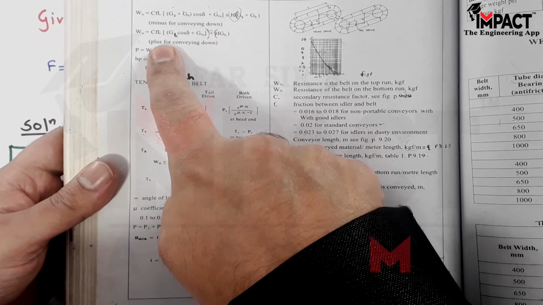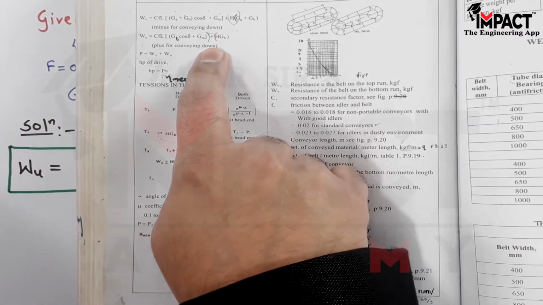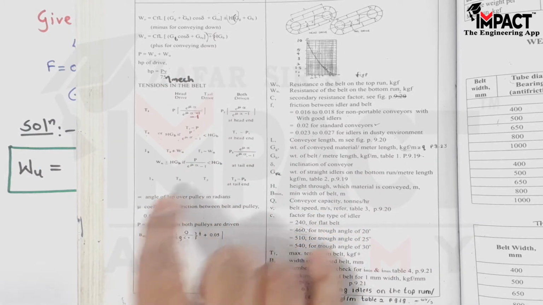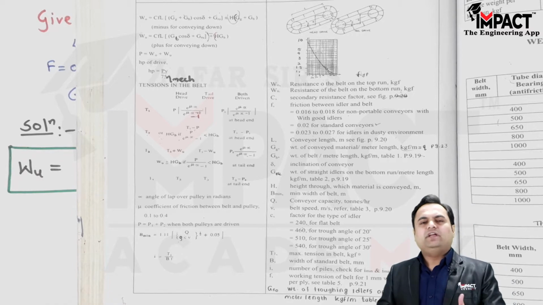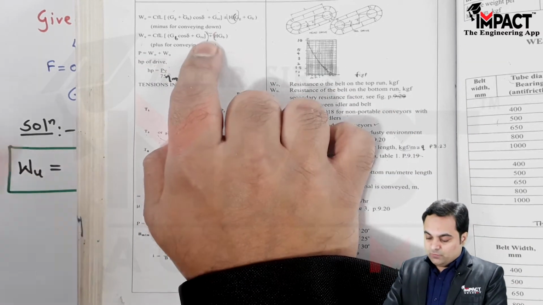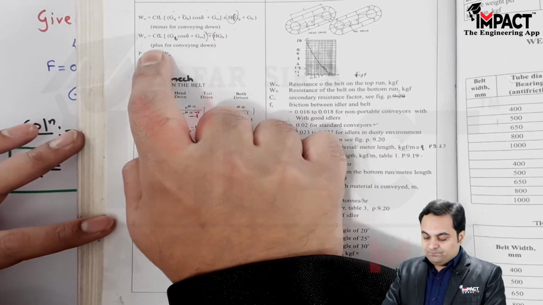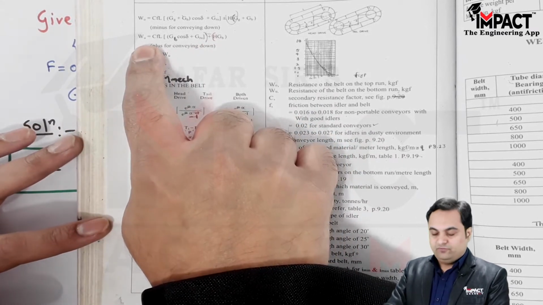So we have to take plus sign if it is conveying down, and remember whenever they have not mentioned in the question whether the material is being conveyed up or down, always we have to take that the material is conveying up. So for conveying up we have to take negative sign, whereas if it is conveying down then we have to take plus in W suffix U formula.